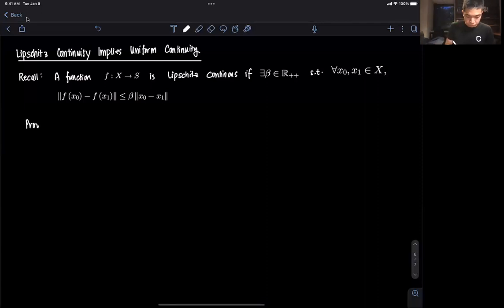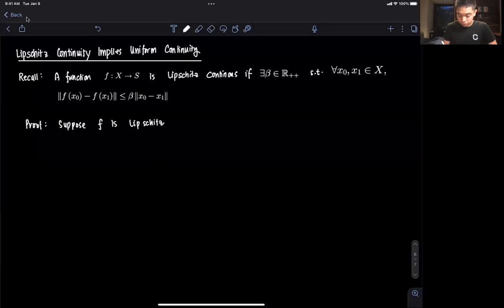Okay, so proof. It's going to be a direct proof. Suppose f is Lipschitz continuous with a Lipschitz constant of beta. Let epsilon be greater than 0 as normal. It can be any positive number, whether big or small.